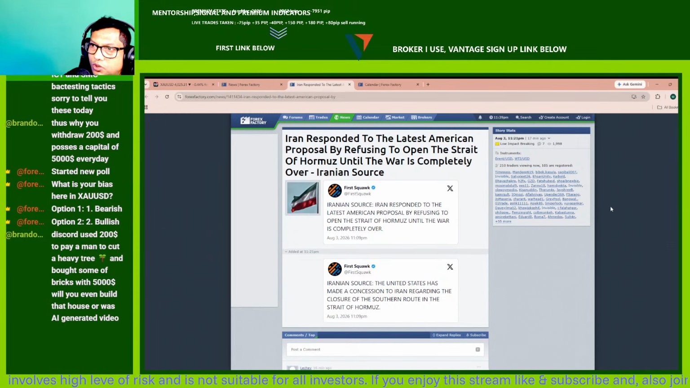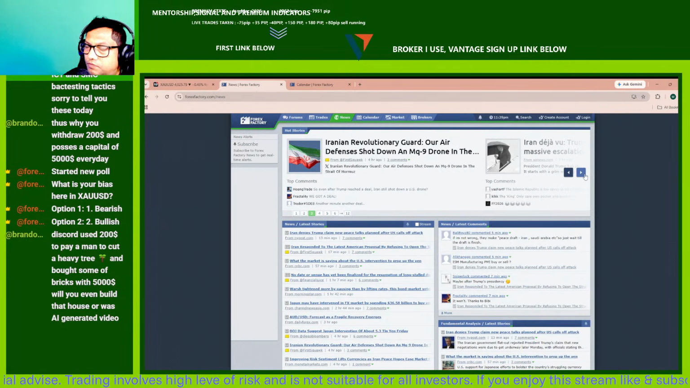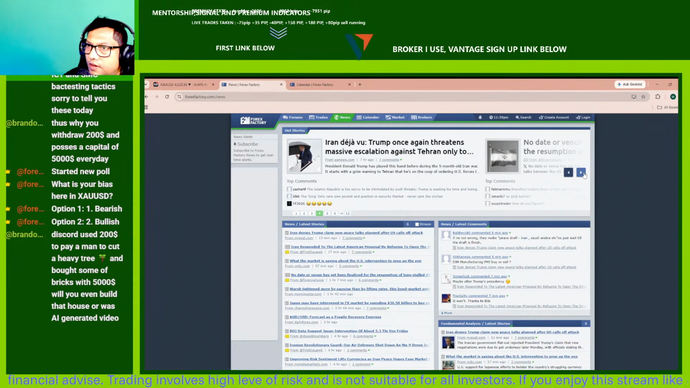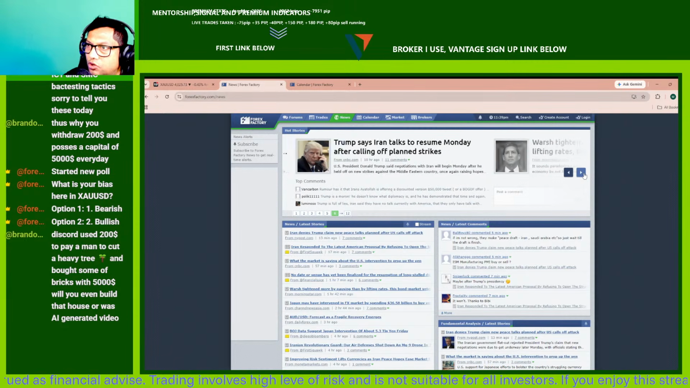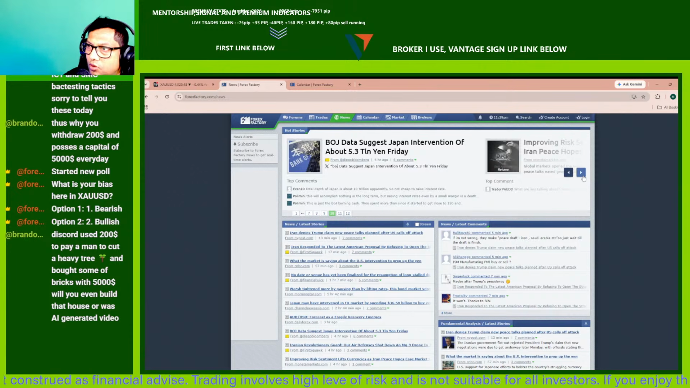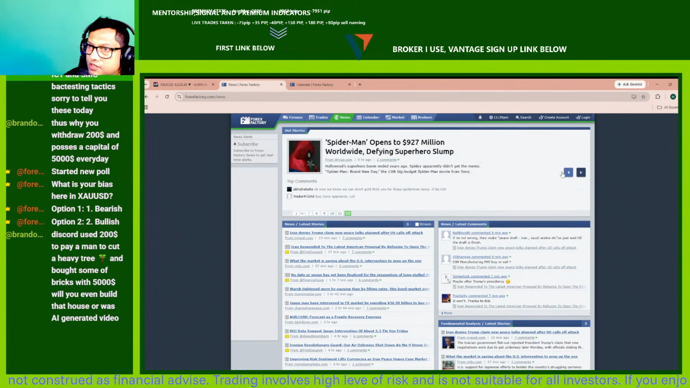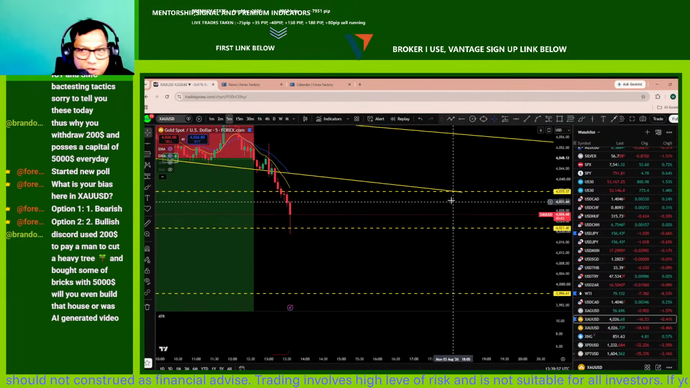Iran responds to the latest American proposal by refusing to open the Strait of Hormuz until the war is completely over. Okay. And the Iranian National Guard says their air defense shot down a target. And no date or venue has been finalized yet. So from this session, what you can see is that there is no tangible discussion or date for any future negotiation.